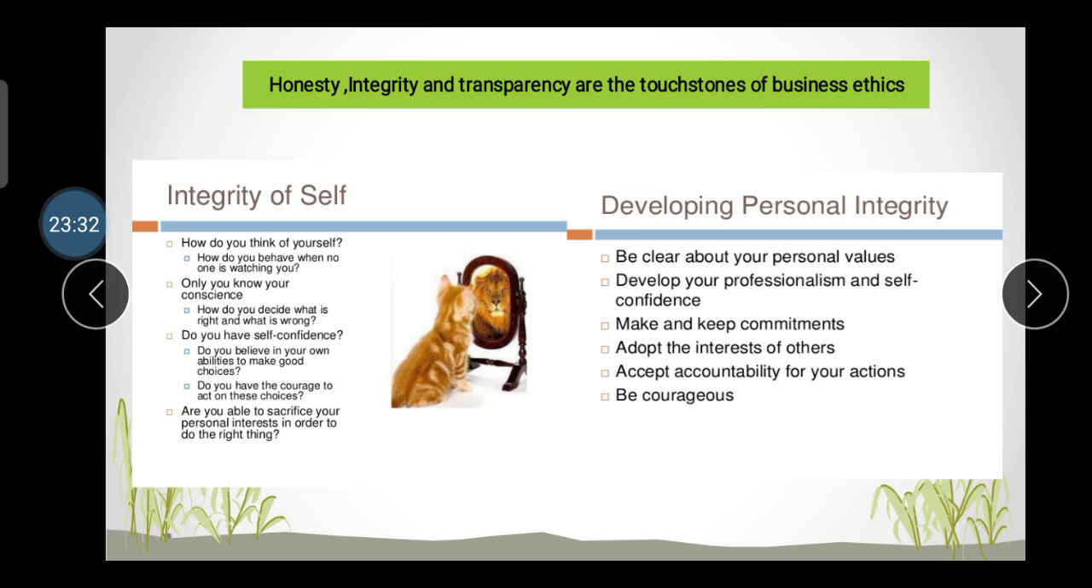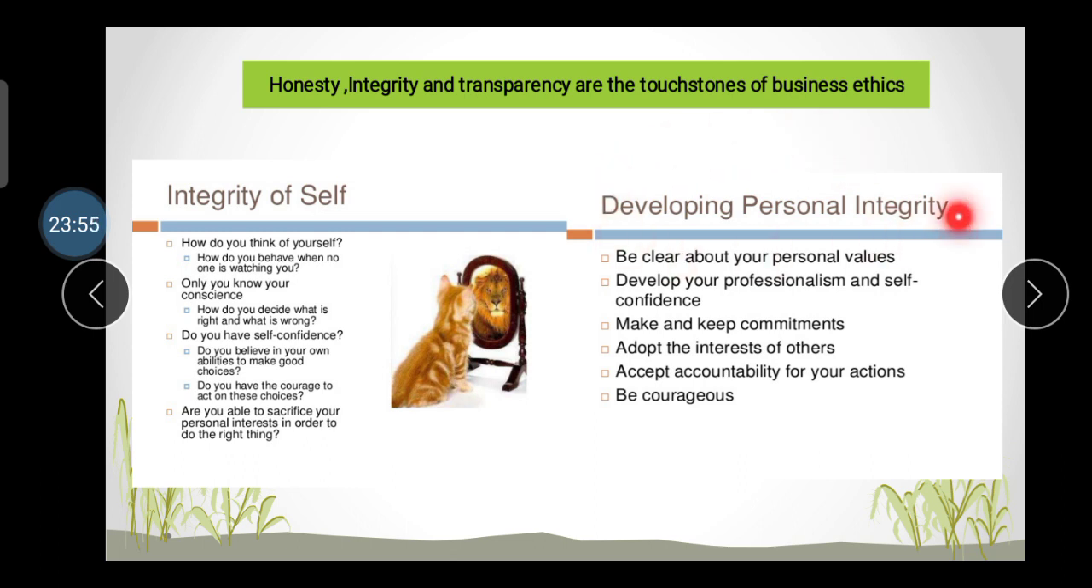You should maintain confidence in your work, and whatever you are, you have to accept that and try to solve it if you have any problems in your market, with your customer, or in the quality of your product. So integrity of self means one type of analysis of self, right?